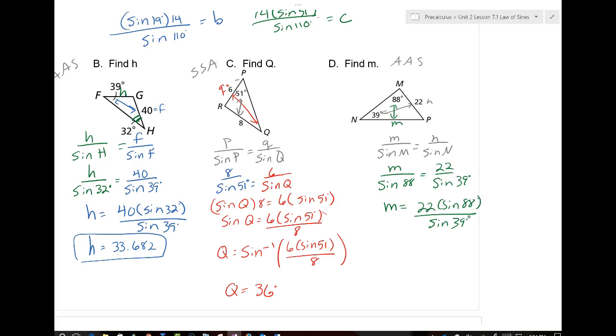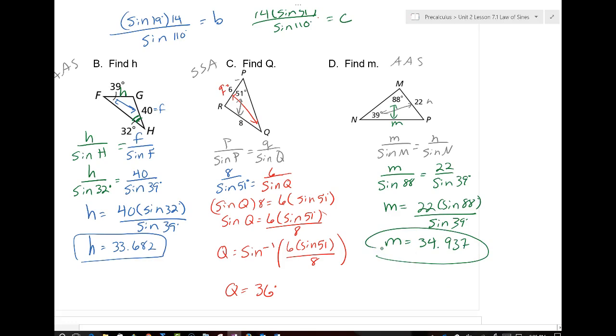oops, I just totally messed up on something on my calculator. So 22 sine of 88, enter, divided by sine of 39. Excuse me, now I got the right answer. M is going to end up being 34.937. All right, so again, that's how we find the missing sides.